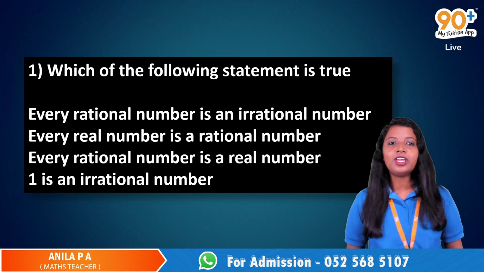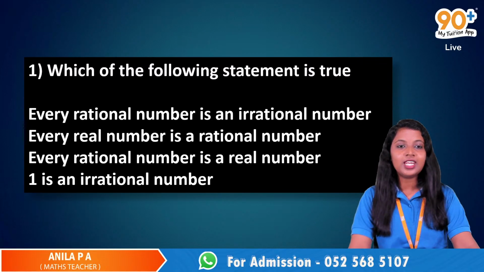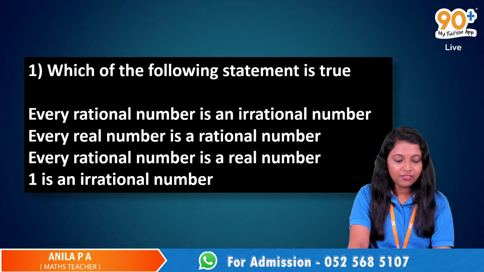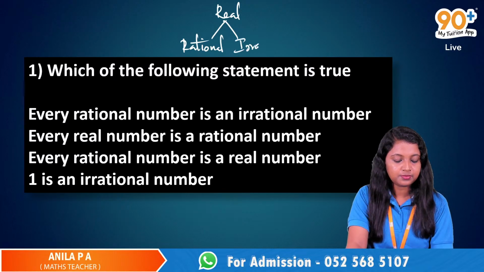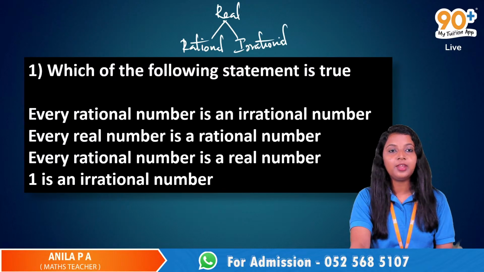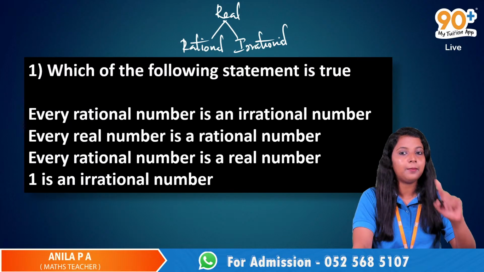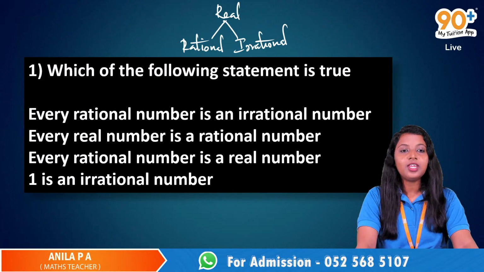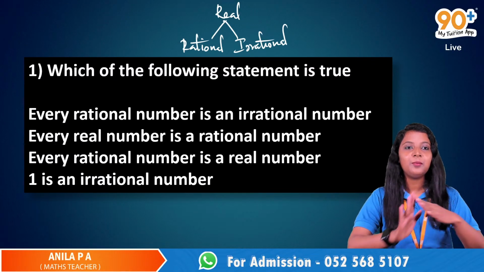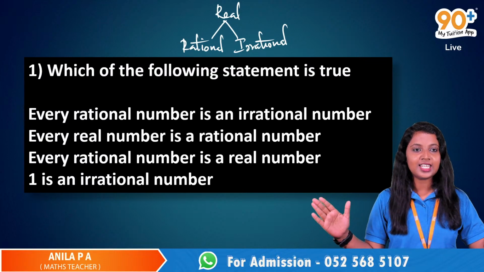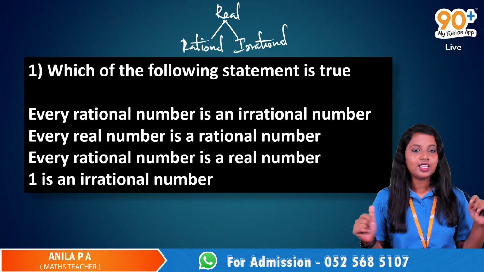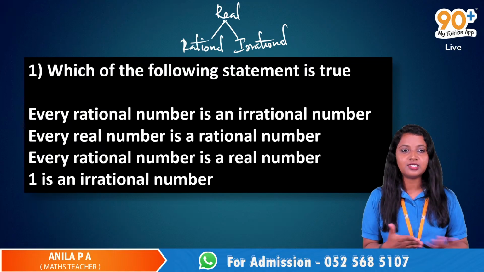So, which of the following statement is true? Every rational number is an irrational number. See, we have real numbers, we have rational numbers, then we have irrational numbers. The arrow never goes down, it always goes up, right? Rational and irrational are different extremes, two different categories, right? So every rational number is an irrational number, that is a false statement.